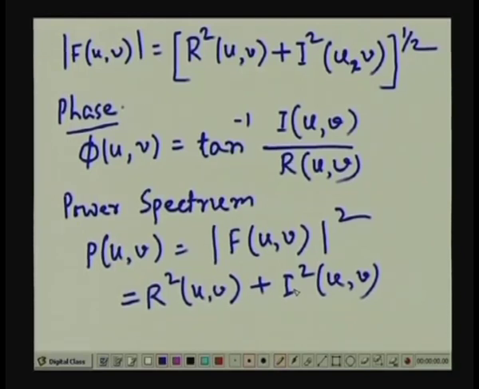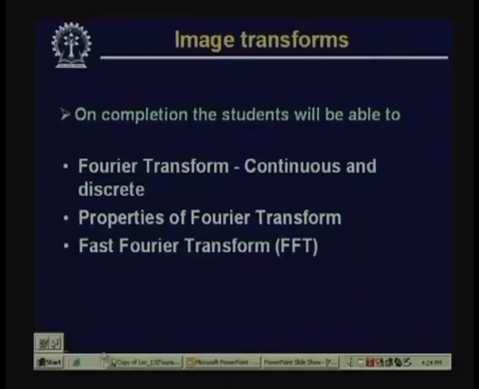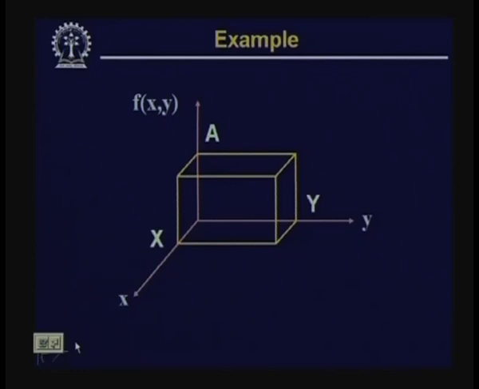Now, to illustrate this Fourier transformation, let us take an example. Suppose we have a continuous function f(x, y), which is again a function of two variables x and y. In our case, f(x, y) assumes a constant value, say capital A, for all values of x lying between 0 to capital X and all values of y lying between 0 to capital Y.